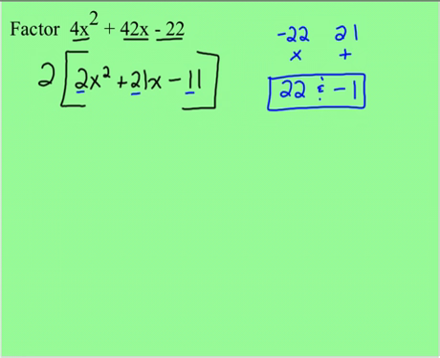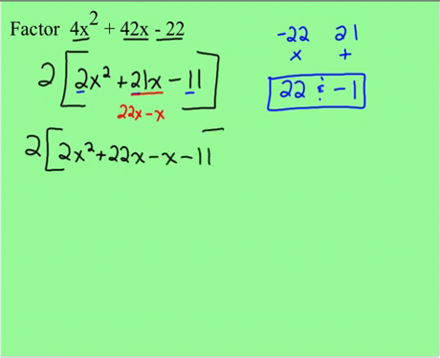So step 3 says, change this middle term to be 22x minus 1x. So I'll rewrite. Still have the 2 out front. I have 2x squared plus 22x minus 1x minus 11. Now, step 4 says break this in half. I still have my 2 out front.